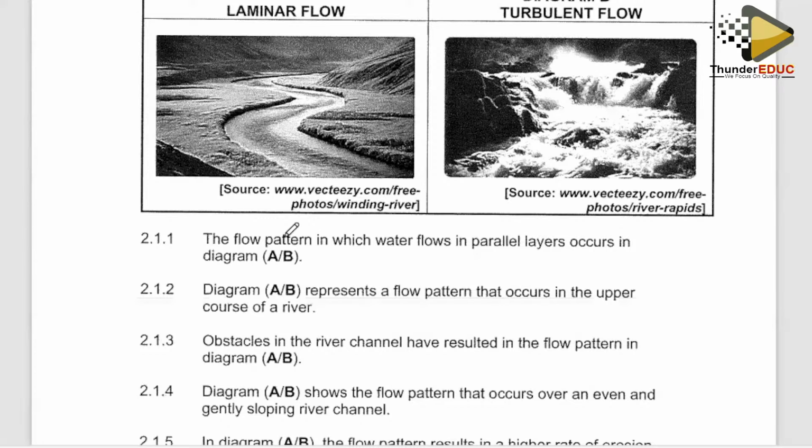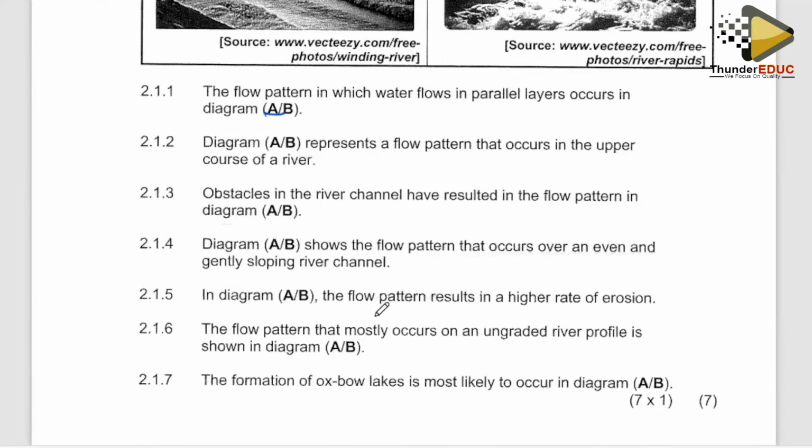The first part is saying the flow pattern in which water flows in parallel layers occurs in which diagram. Parallel layers, they occur in A, where there is laminar flow. The diagram A or B represents a flow pattern that occurs in the upper course of the river. That is automatically B. We tend to find that in the upper course, that is where we have typical landforms of erosion like rapids, where the water flows in that manner.